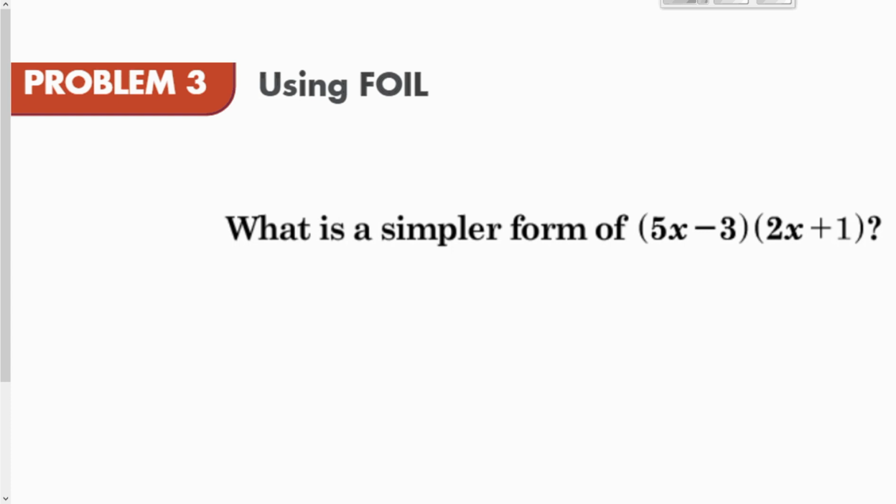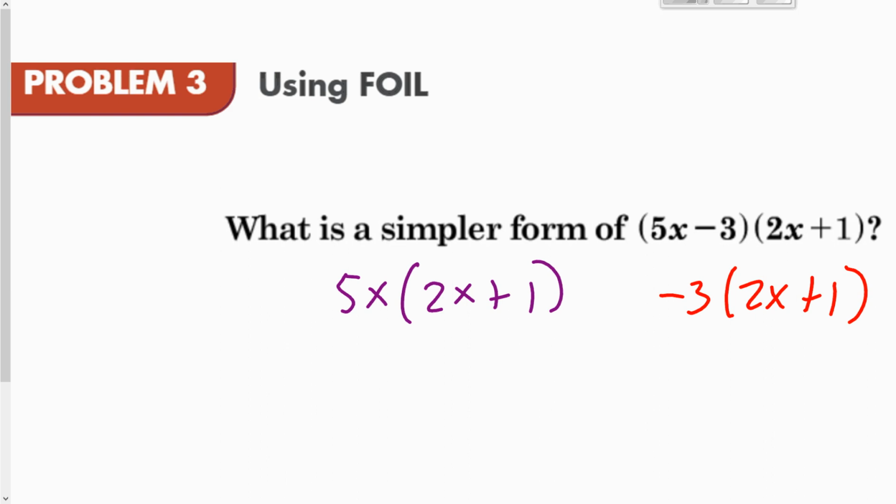All right, so double distributing is taking 5x and multiplying it by 2x plus 1. So this is really the distributing one. Okay, and then I'm going to take the second one, negative 3, and I'm going to distribute that to the same one. Okay, and you can put a plus sign in between because you're going to add like terms once you're done with these two.